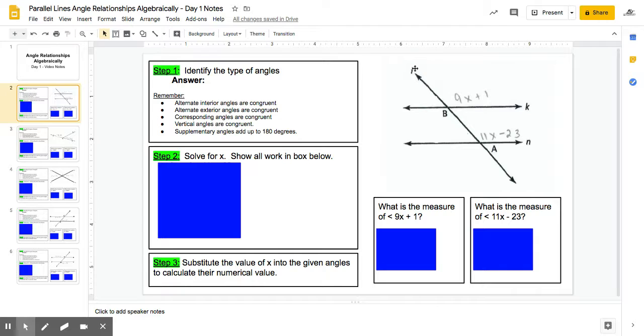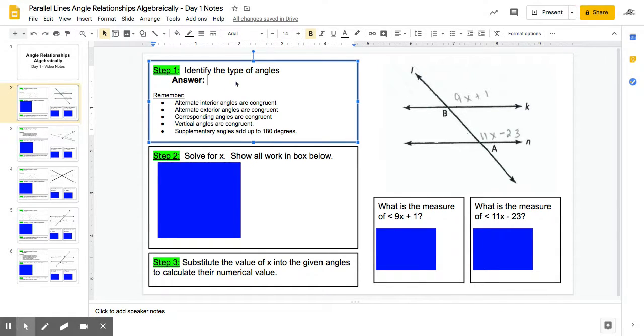So here's our diagram. I have this angle right here that's labeled 9x plus 1, and this angle right here that's labeled 11x minus 23. So your first step is to identify the type of angle that you have here. Now, the type of angle that we have are corresponding angles. So we are going to type that in this text box.